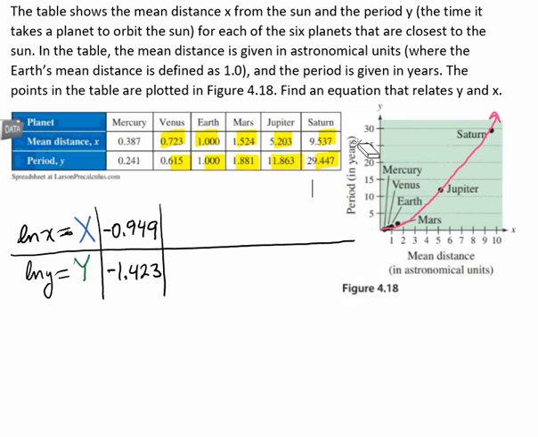So I'm going to have you do that right now with your calculators. So go ahead and push pause on the video and finish filling out your table, and when you're done, push play, and we'll go from there.